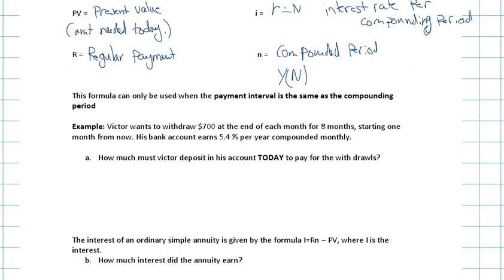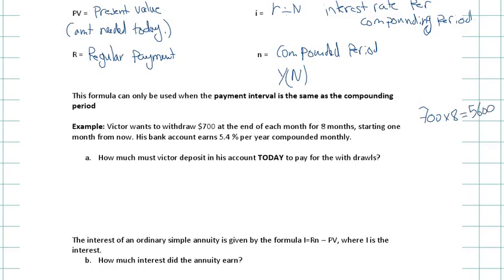700. But remember that I want to know how much money. If you do 700 times 8, this is how much money he's going to take out in total. Does he have to deposit all of this money into the account? No, because the bank is going to give him some money. So why would he do that? Okay. So let's calculate. What's 700 times 8? 5,600. Okay, so this is how much he's going to take out.